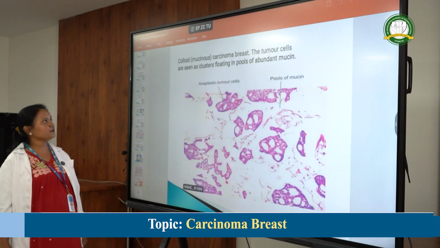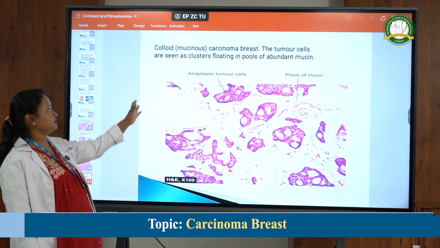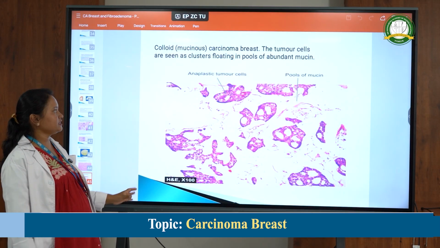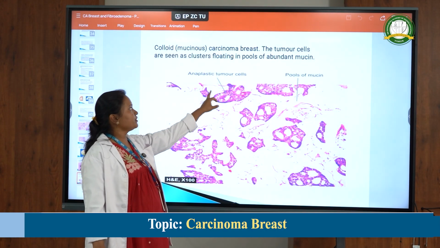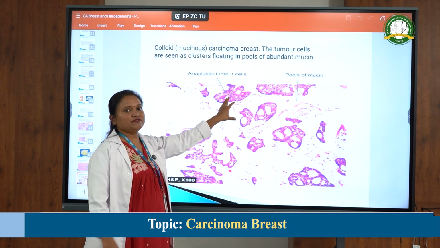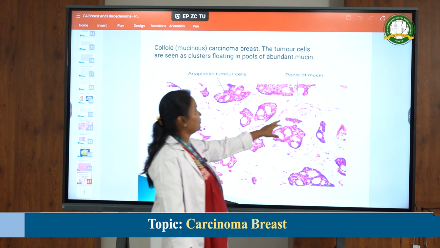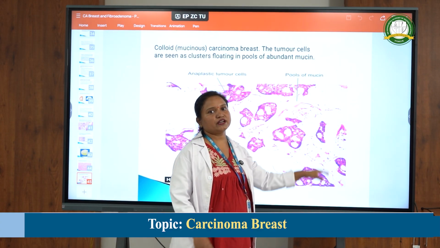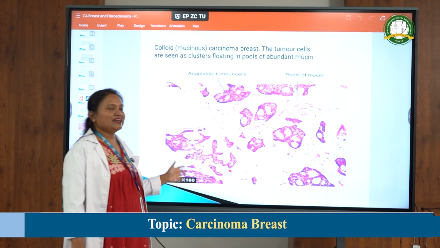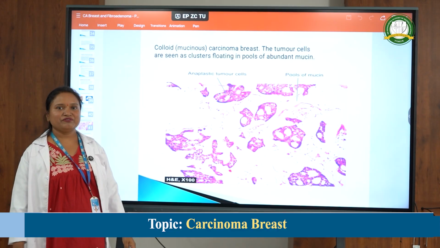And the last one is mucinous carcinoma of the breast. I am just showing the picture. Here you can see the tumor cells in nests, and you can also see the pools of mucin surrounding them. So the name is mucinous carcinoma of the breast.